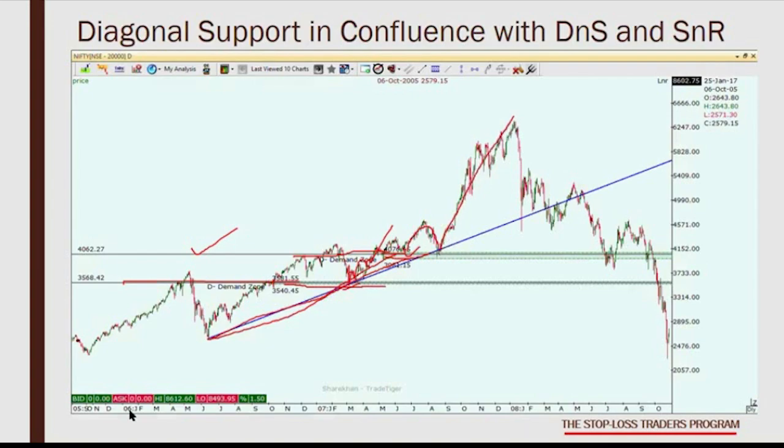Not only moved up, just a second, let me remove the drawings. Price not only moved up, where did price move up? Price moved up to the next SR flip. And from there, where did price drop down? Price dropped down to this SR flip. And so on and so forth. It is happening every time, everywhere in the chart.